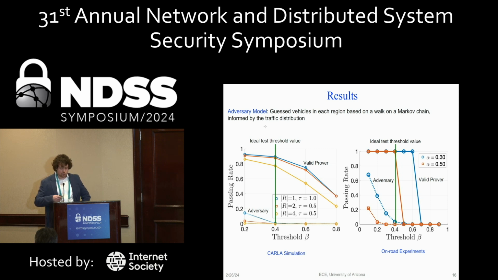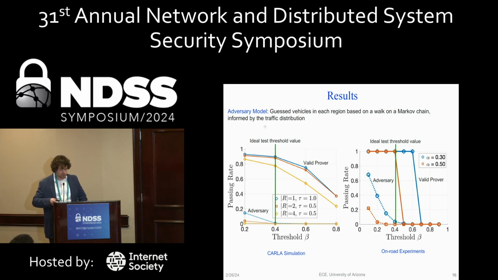So in short, for our testing, we incorporated a remote adversary that was guessing how many verifiers, or how many vehicles there were in each of the regions, based on a Markov chain that was formed off of the data gathered in our on-road experiments. So we computed that the passing rate was a function of the fraction of tests that the adversary needed to pass, which is that beta threshold that we discussed.